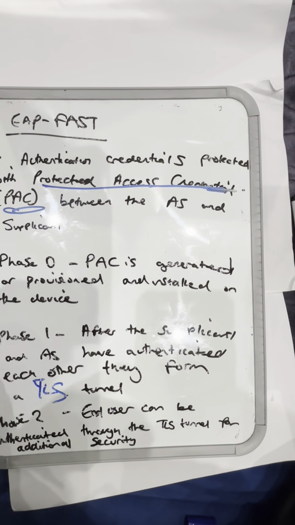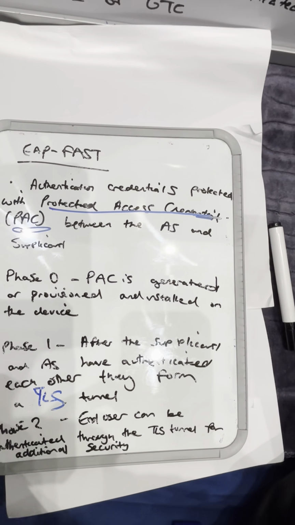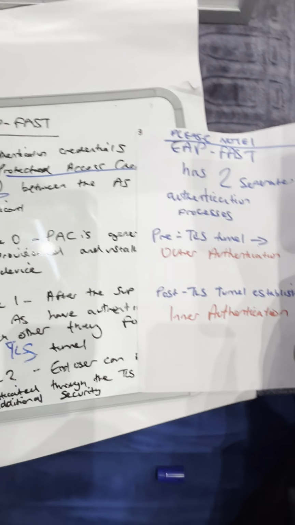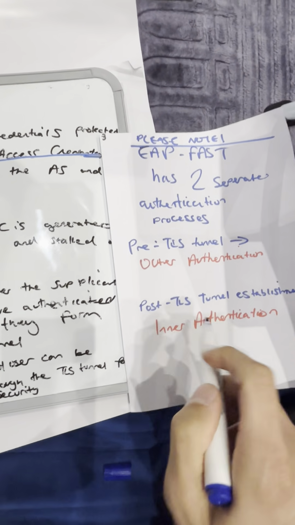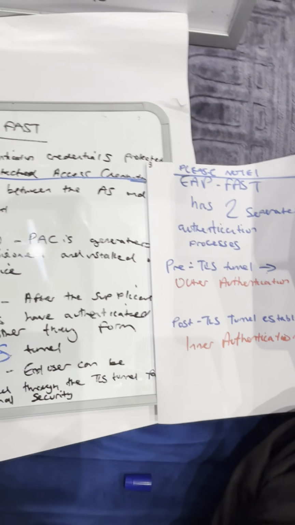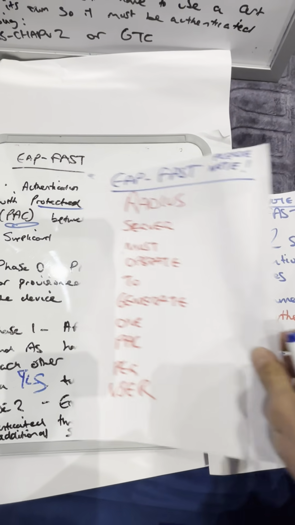So very important here, we've got two different authentication processes. Pre-TLS tunnel, you had authentication happening, and post-TLS tunnel establishment, you had authentication happening. Outer authentication, inner authentication. The RADIUS server has to generate one PAC per user. It's got a big responsibility here.